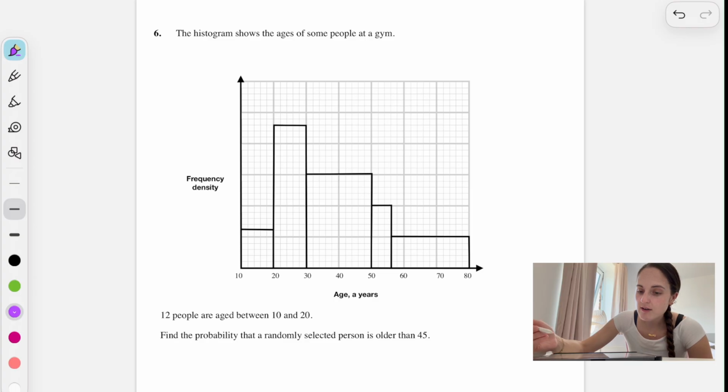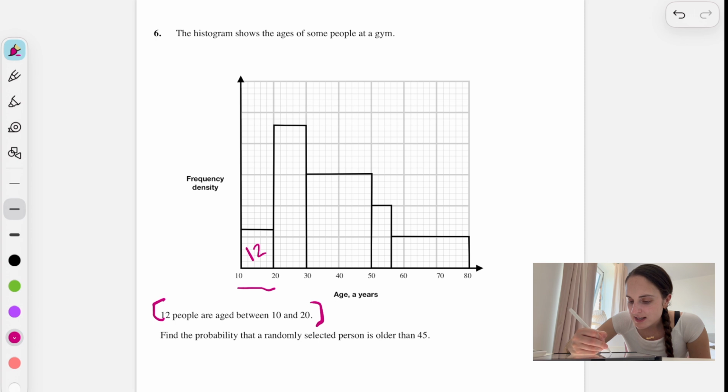This next question here, we have the histogram shows ages of people at a gym. 12 people are aged between 10 and 20. So we need to work out the probability that a randomly selected person is older than 45. So they've given us a piece of information. They've told us that 12 people are between 10 and 20. So that means that the area of this bar here is equal to 12.